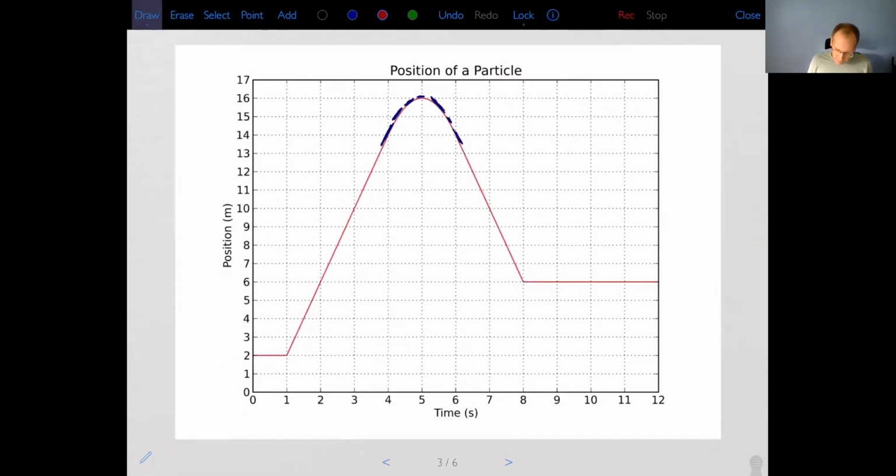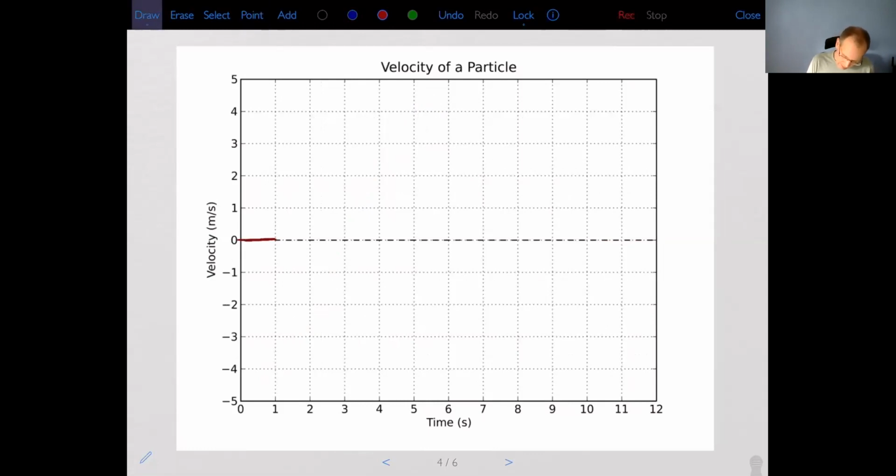What about from 1 to 4? Well, from 1 to 4, we already calculated that, right? That slope is going to be 4 meters per second. So from 1 to 4, it'll be 4 meters per second like this.